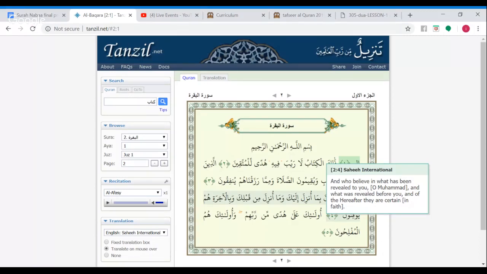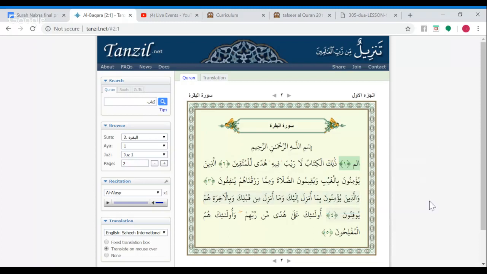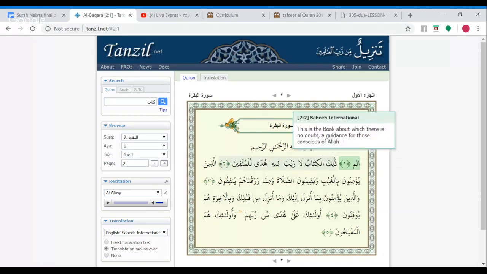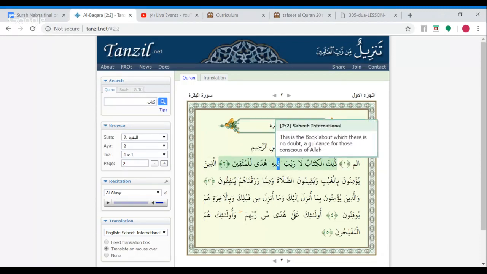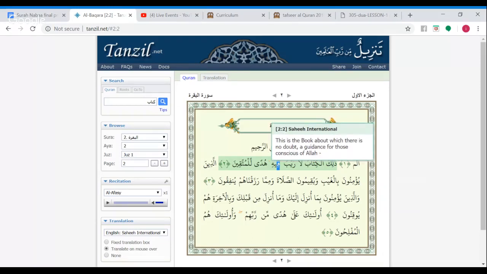Bi, ta, ka, wa, min, fi, an, ala, hatta, ila. Don't worry about it, you will remember that. So, "Alif Lam Mim. Dhalikal kitabu la rayba fihi hudan lil muttaqin." Basically, "fihi": here fi is the harf jar. Fi means in, and it is carrying kasra. "Fihi", in it. Now he is a pronoun.